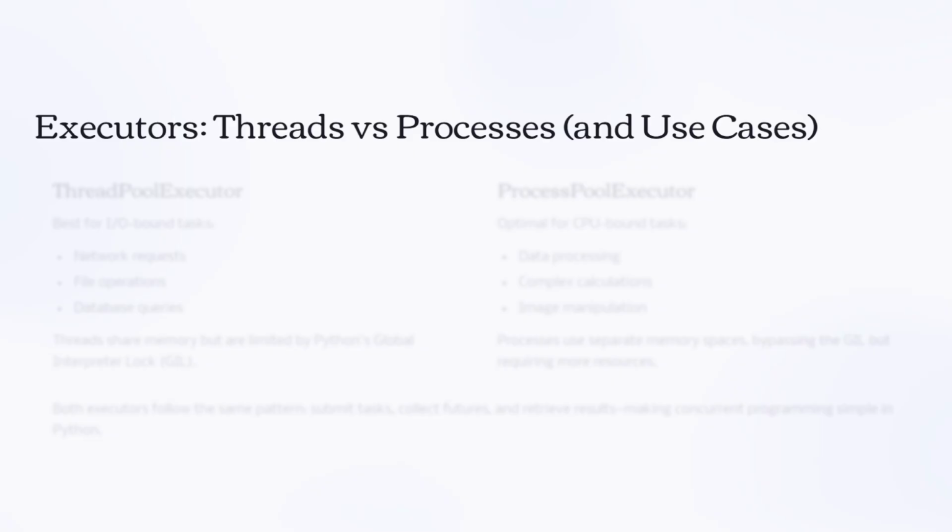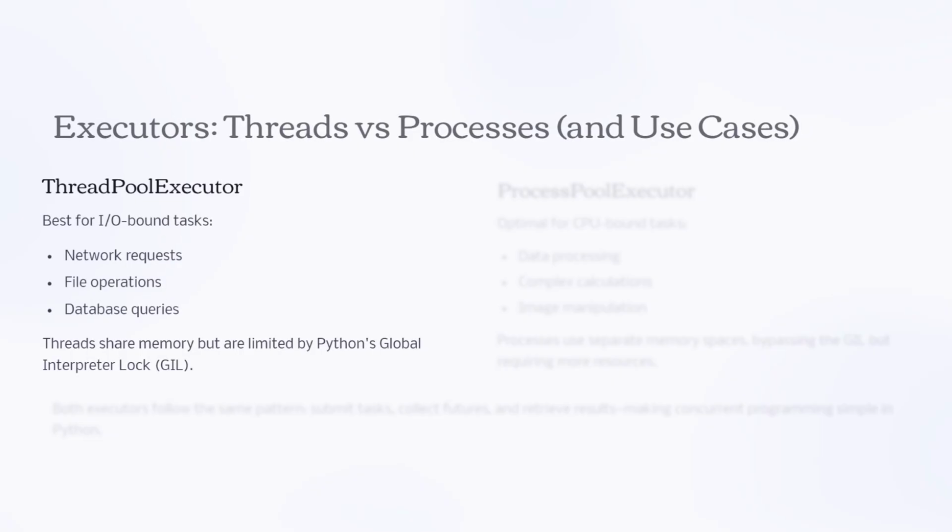So we have executors, that's the threads and processes, and the use cases. The ThreadPoolExecutor is best for input-output bound tasks such as network requests and file operations and also database queries. Threads share memory but are limited by Python's global interpreter lock.